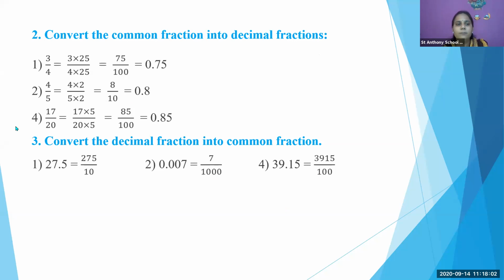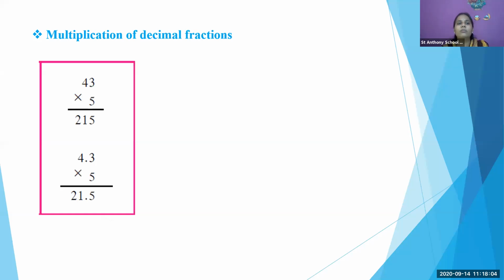Move to the next slide. Now multiplication of decimal fractions. See in this case, if we multiply 43 by 5, 3 5s are 15, 5 and 1 carry. 5 4s are 20 plus 1, 21. So the answer is 215. But if there is a decimal point, 4.3 upon 5.